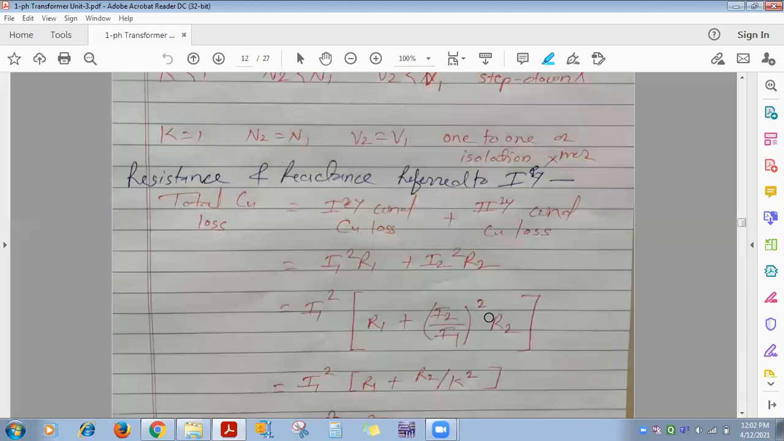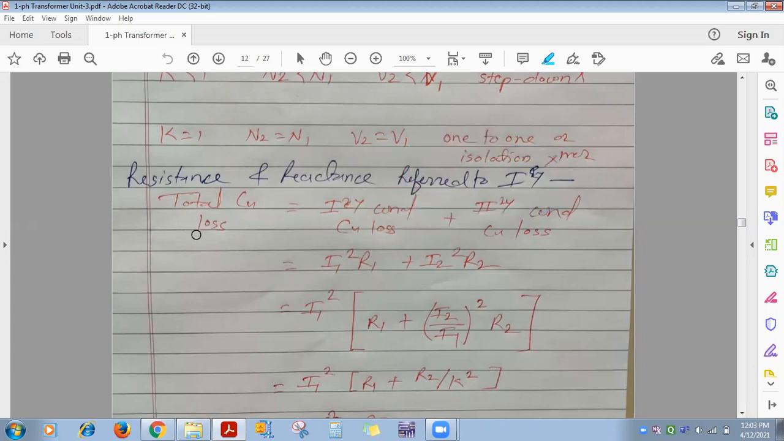Rather than doing calculations separately on primary and separately on secondary, what is done practically is that all parameters are transferred to the primary, and the calculations are done with reference to primary, or referred to primary, or the reverse. Okay, so for referred to primary, we will see it only for resistance and reactance, because that is only included in your syllabus.